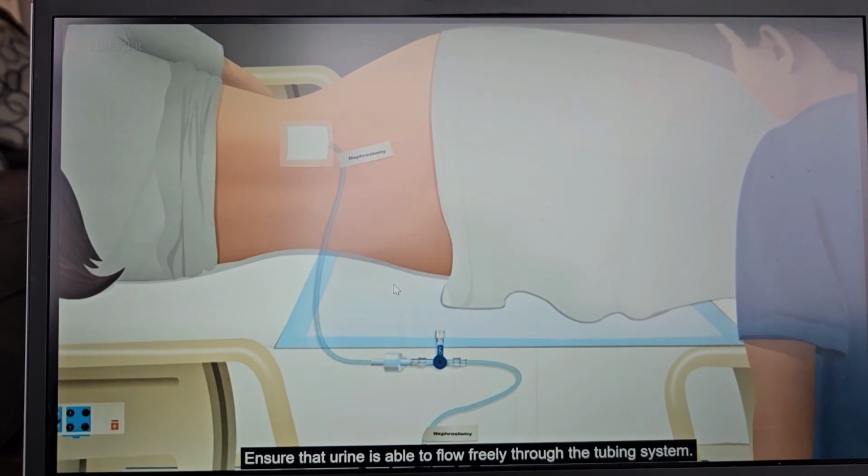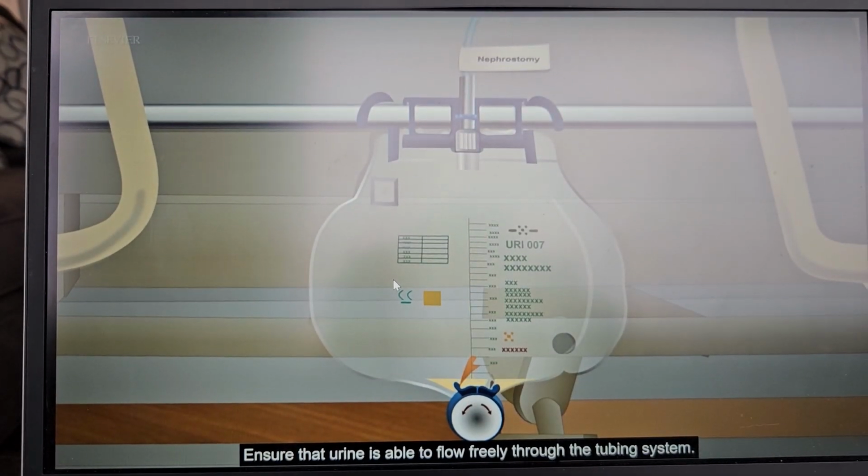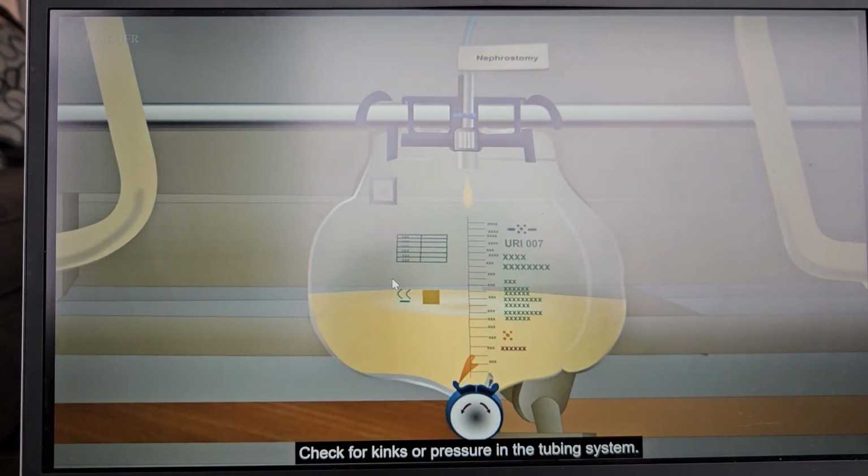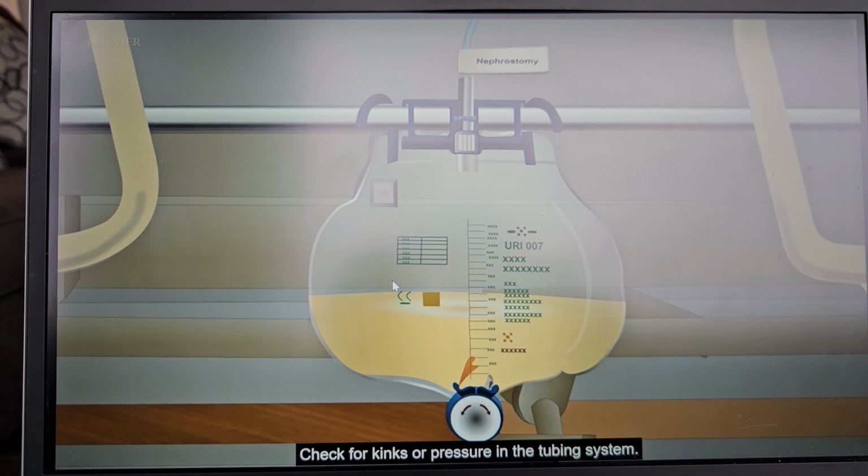Ensure that urine is able to flow freely through the tubing system. Do not clamp the catheter unless ordered by the practitioner. Check for kinks or pressure in the tubing system.